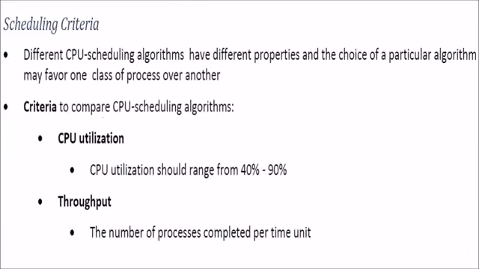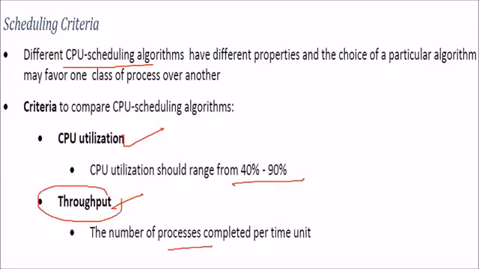Then we have the scheduling criteria. Scheduling criteria are based on various aspects, because different CPU scheduling algorithms have different properties, as we just saw, and the choice of a particular algorithm may favor one class of process over another. What are the criteria? First is CPU utilization. We want the CPU utilization to be as maximum as possible. Throughput is the number of processes which are completed per unit time.